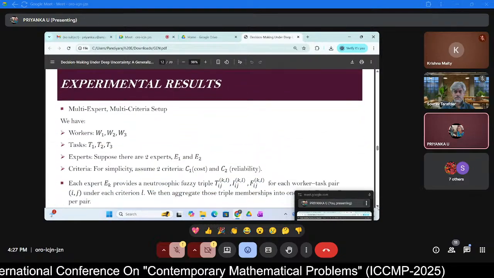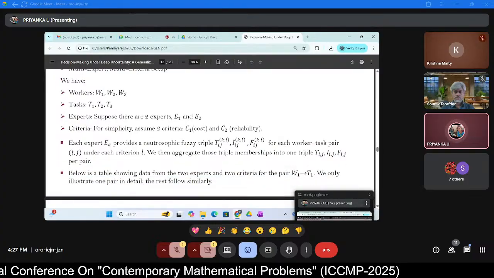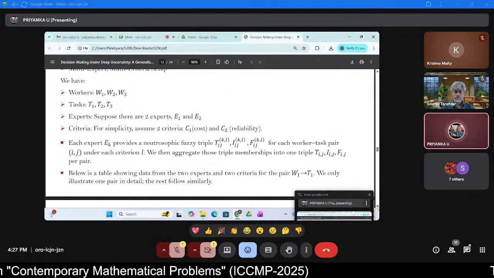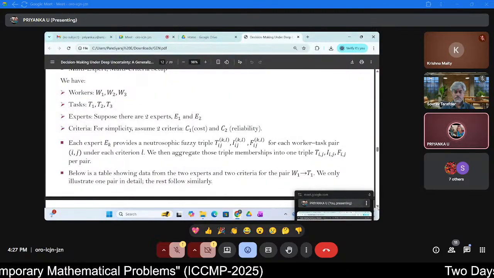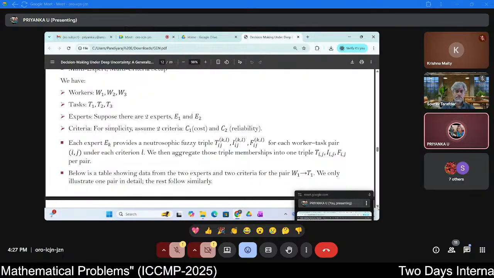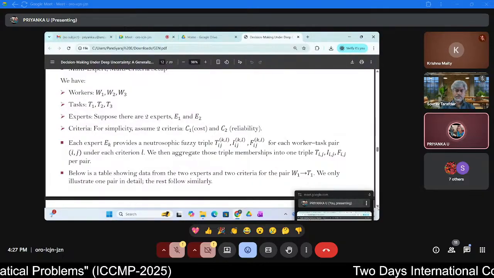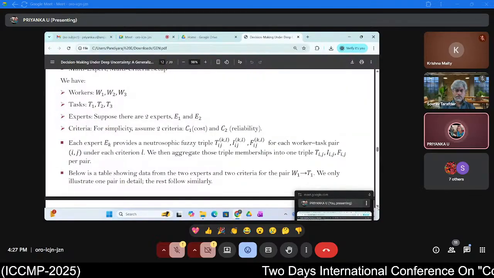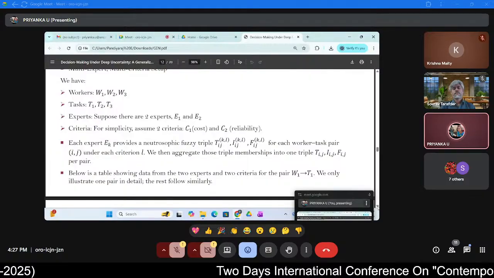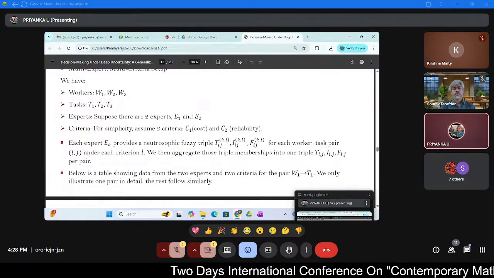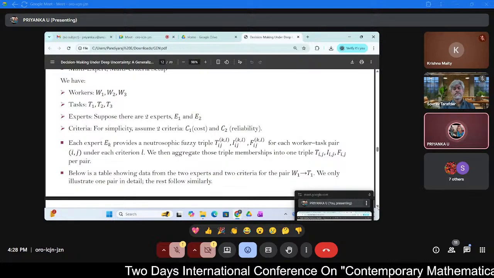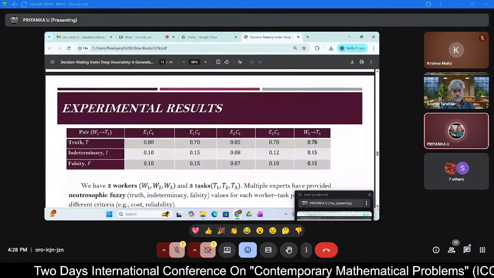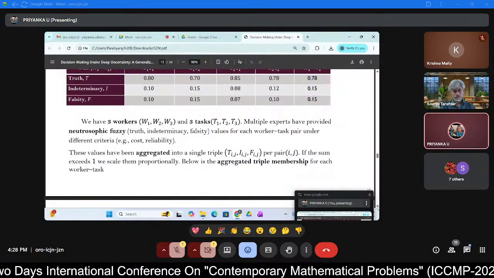Experimental result. Here, we are evaluating which worker fits which task using input from several experts and criteria. Instead of giving a single score, each expert provides a neutrosophic fuzzy triple. Since we have more than one expert and more than one criterion, each pair accumulates several such triples. We combine these into a single aggregated triple for each worker-task combination. If any of these triples exceeds a total of 1, we scale it proportionally to maintain consistency.